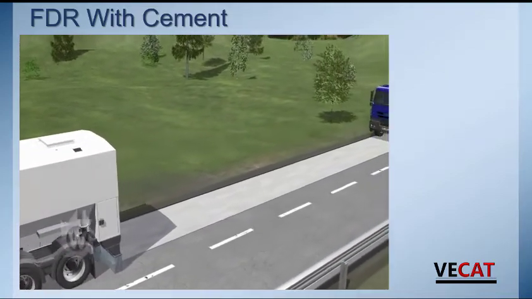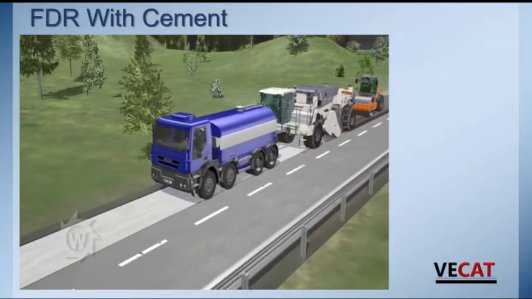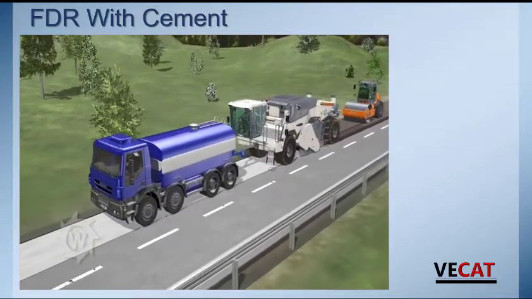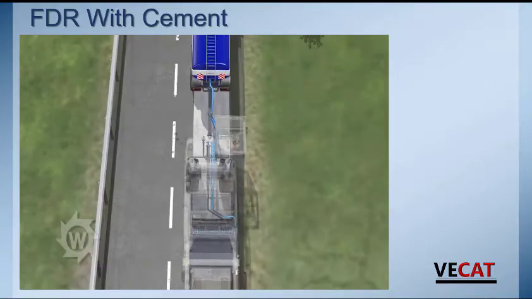Next, we have a working reclaimer connected to a water truck. The water truck is supplying the mixer with a continuous supply of water to inject into the material in order to achieve proper moisture content.